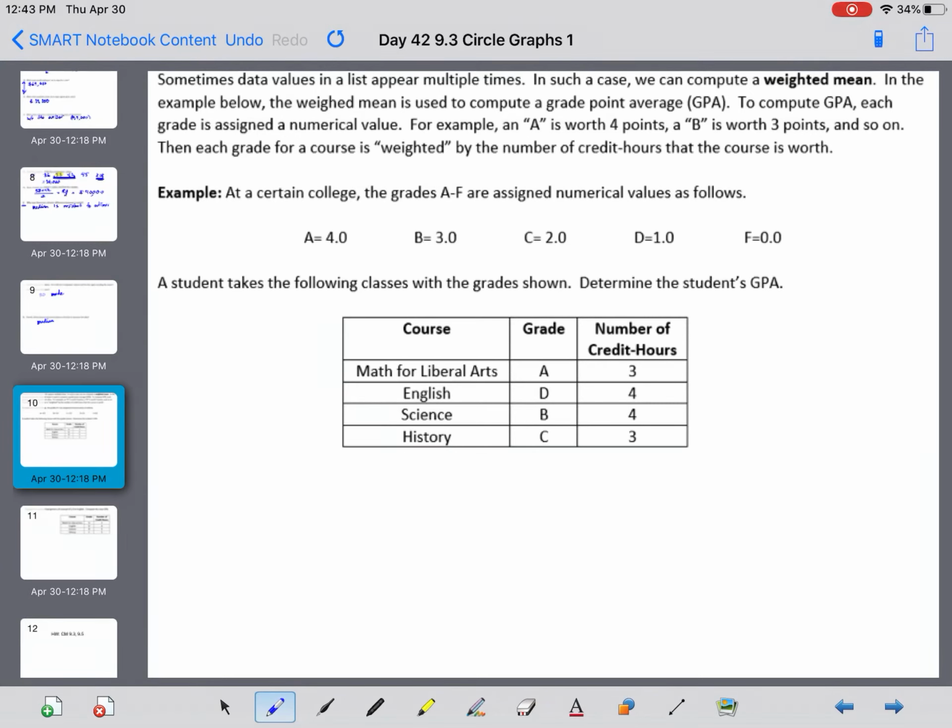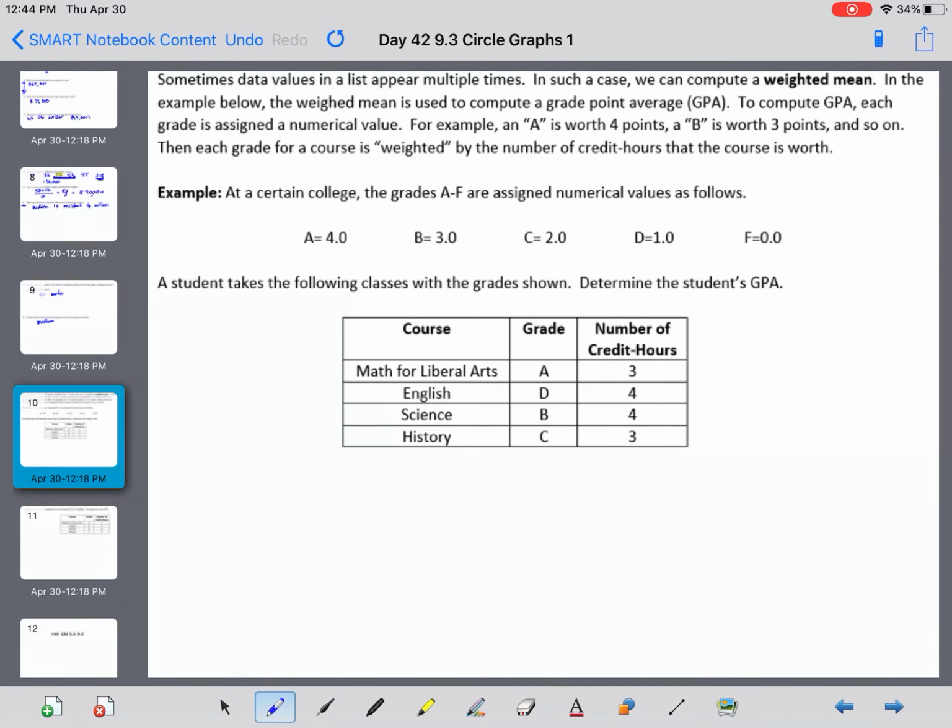All right, so for our last little bit right here, we want to look at weighted averages or weighted mean. So for example, GPA is used with a weighted calculation here. In the example below, the weighted mean is used to compute a grade point average, a GPA.